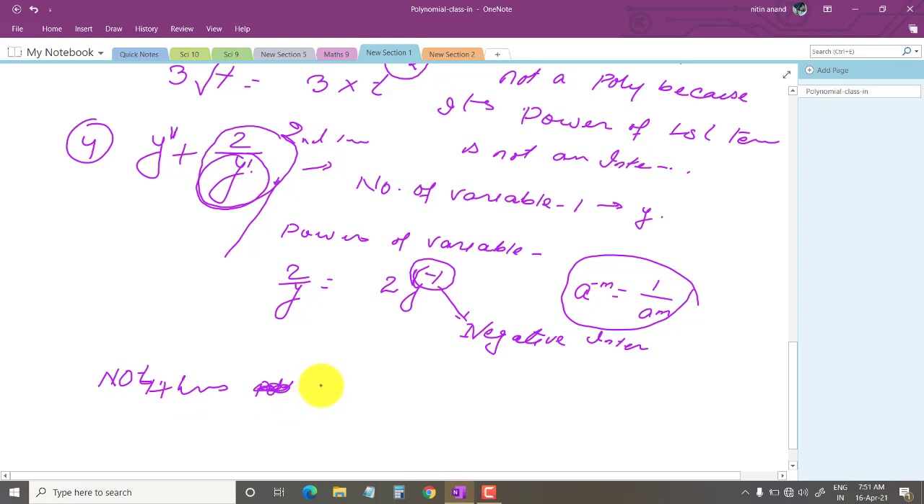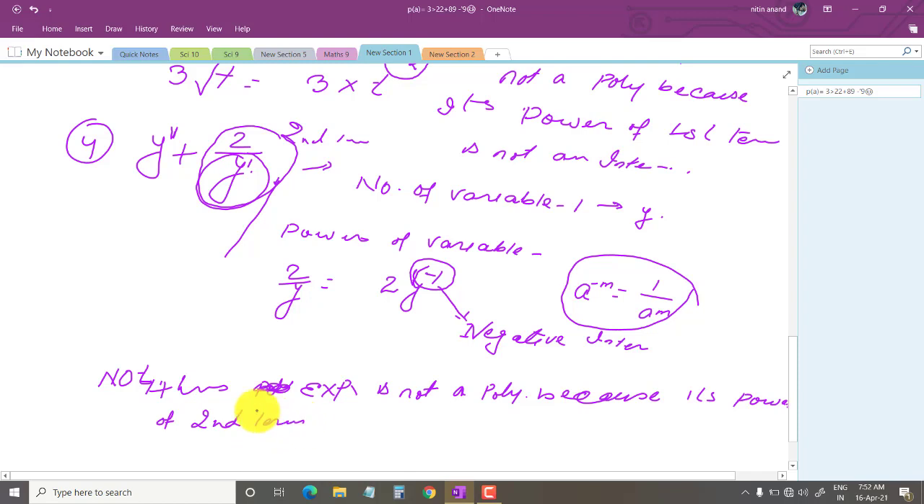Then we will write: this expression is not a polynomial, because the power of its second term is not a non-negative integer. Okay, this is our complete solution.